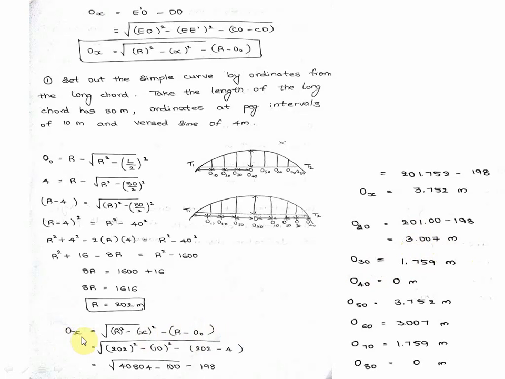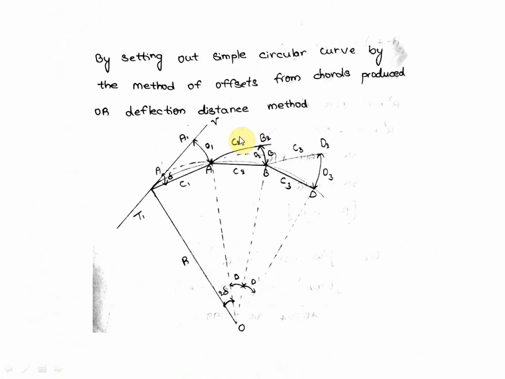Same for O30: root of 202 square minus 30 square, minus 202 minus 4. Put the x values here and you will get all the peg interval values. At the end you should get 0, where the curve starts and ends. So O80 equals 0 meter. This is about offsets from the long chord. In the next class we will discuss the setting out of a simple curve by offsets from chord produced.